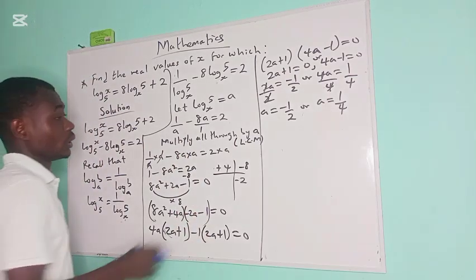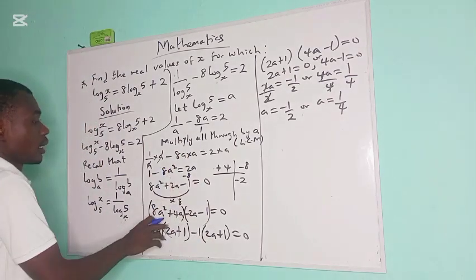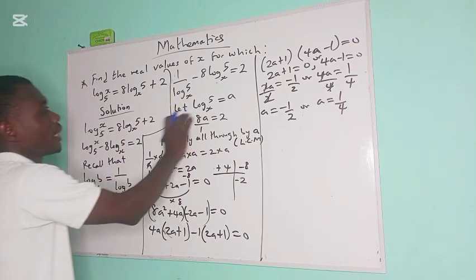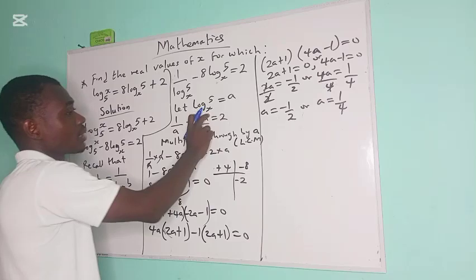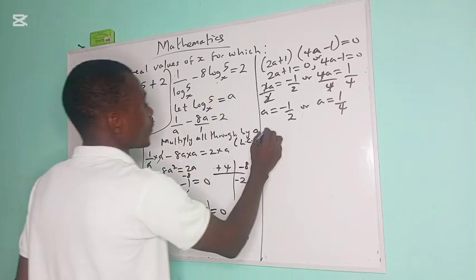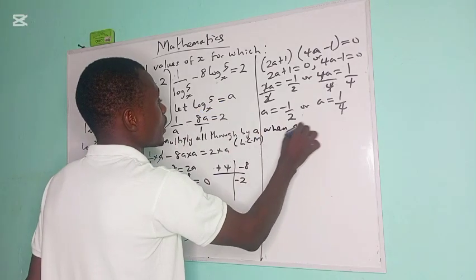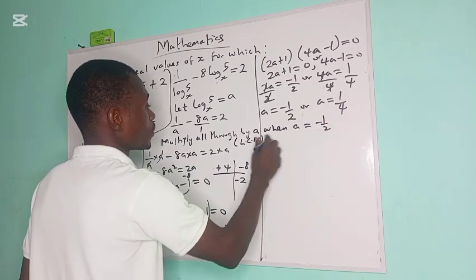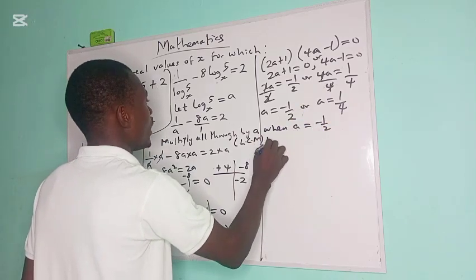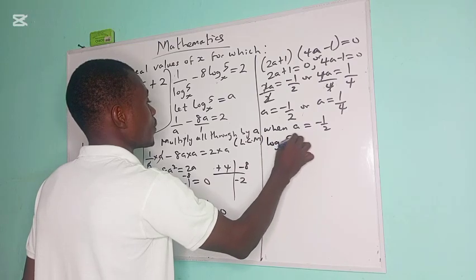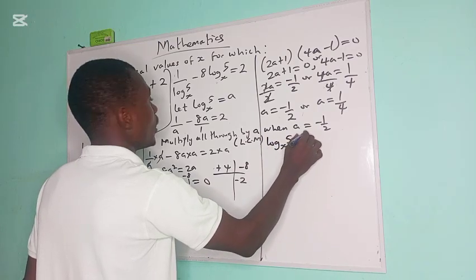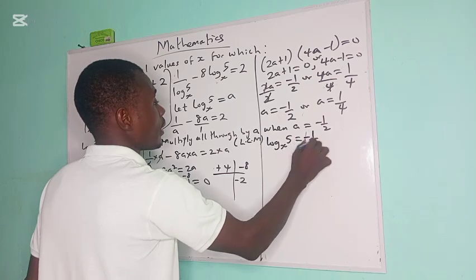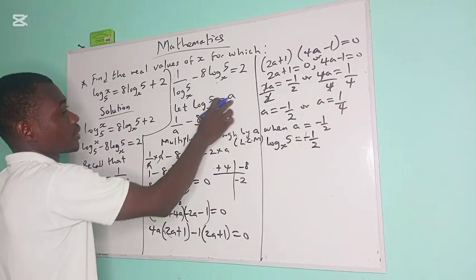No. You only get a. You have not even gotten x. So we now go back to where we say let log 5 x is equal to a. So when a is equal to minus 1 over 2, what is x? So your x, minus half. Remember, we are using this.